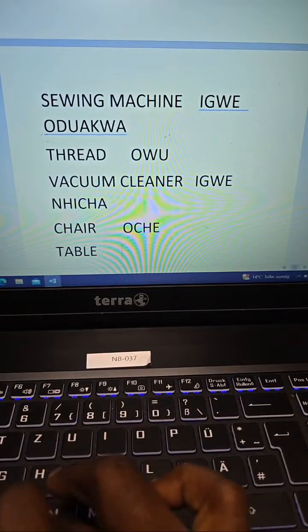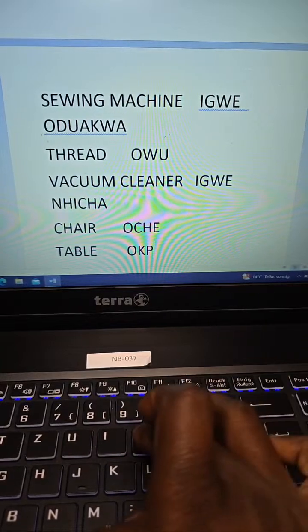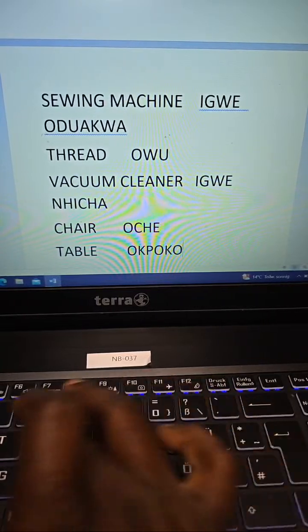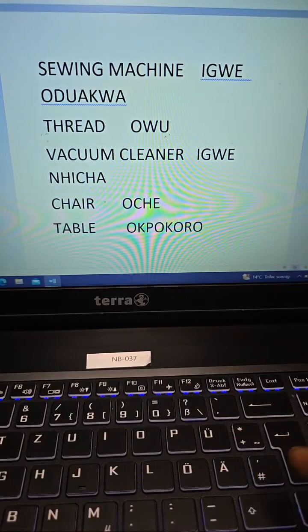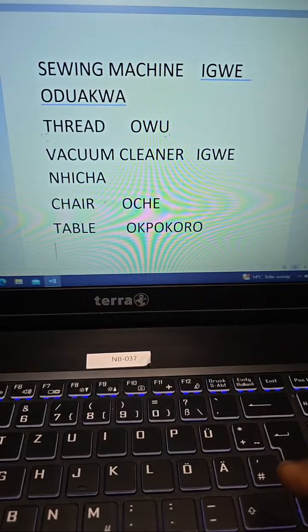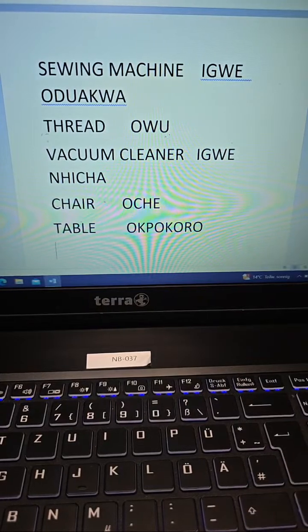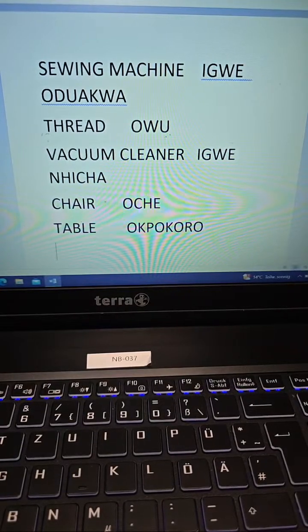Table. Okpokoro, or some people call it table. Okpokoro or table.